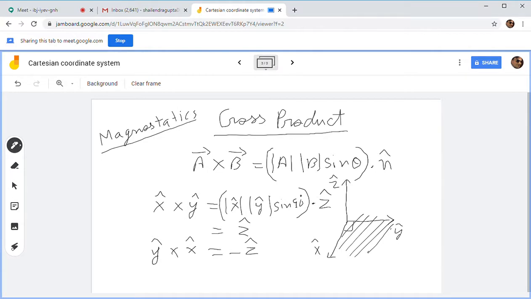Here you can see unit vector x cross unit vector y will give you z, unit vector y cross unit vector z will give you x, and unit vector z cross unit vector x will give you vector y. All these things you have done in your 12th.